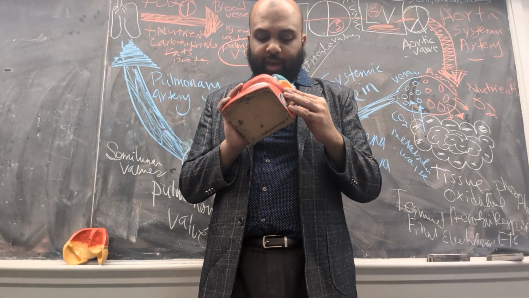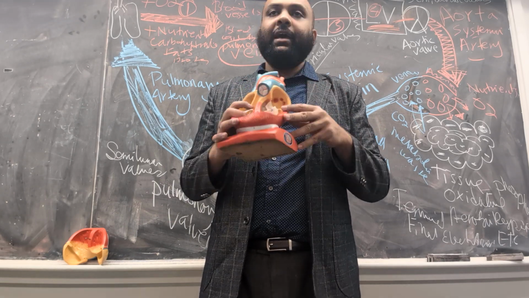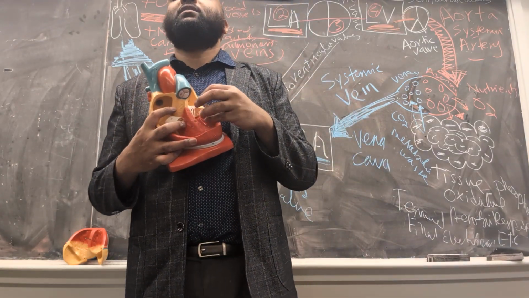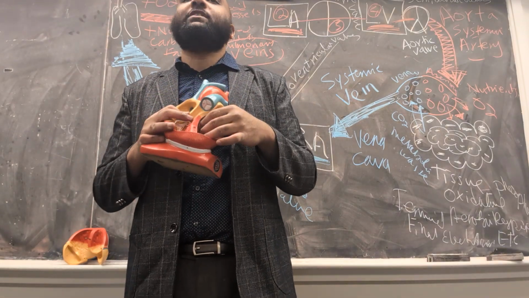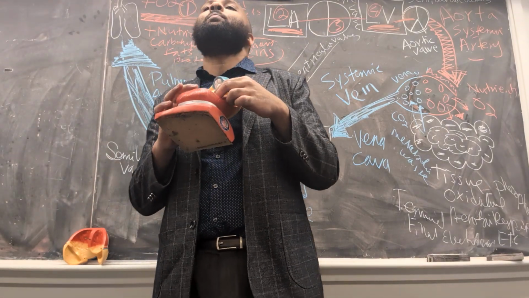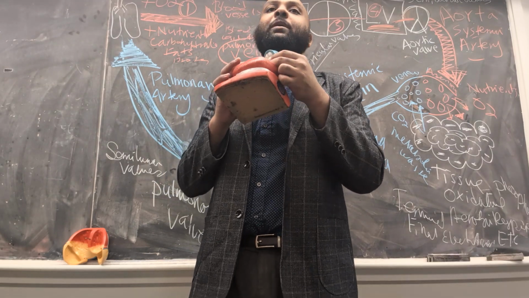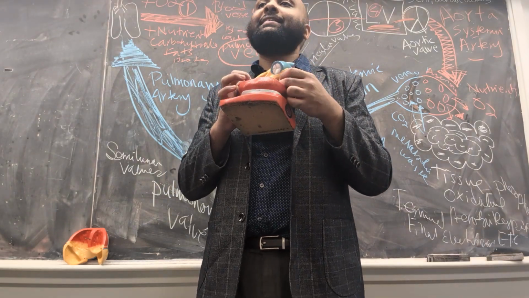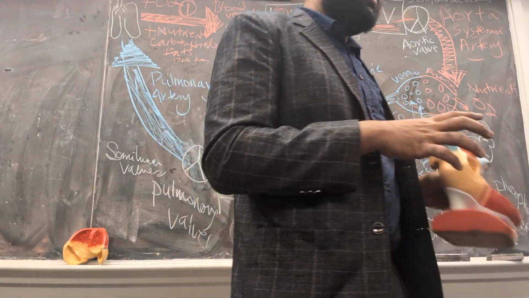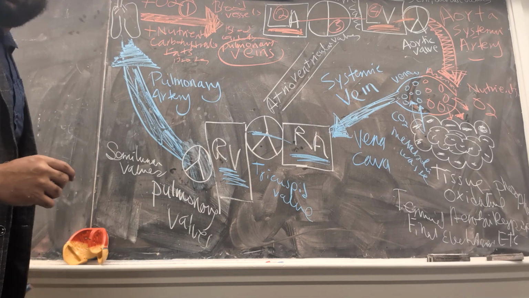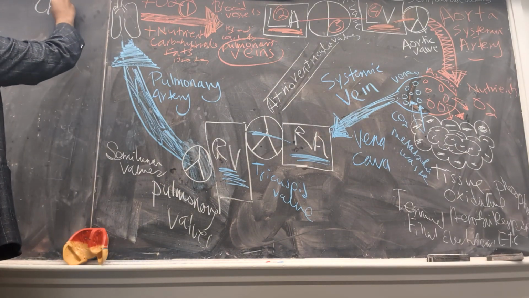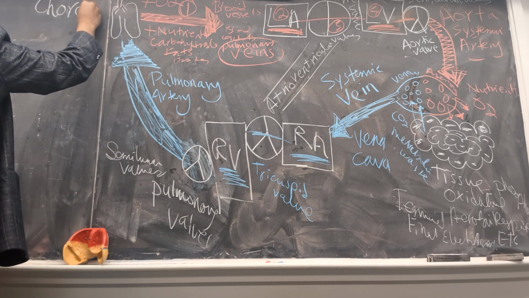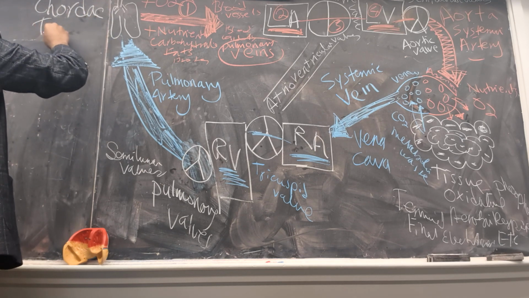Okay, then this valve, what holds it in place? What staples it? What holds it in place from falling apart? You see this parachute? Can you see the parachute-like structure? That's the tendon. What is it called? It's called chorda tendinae. The chorda tendinae.